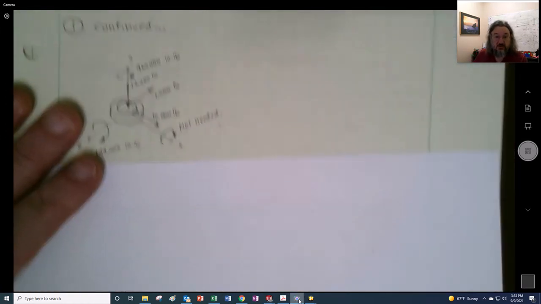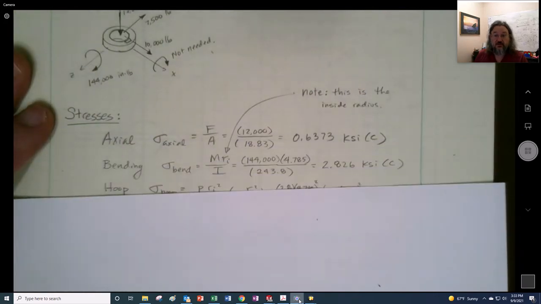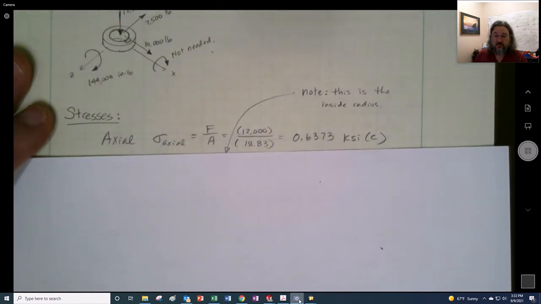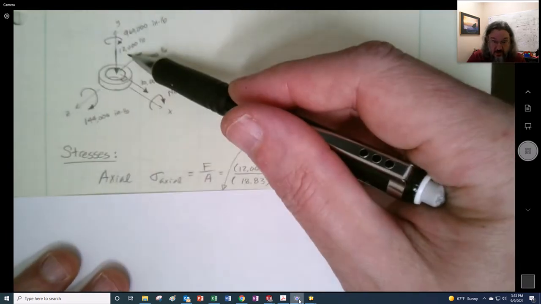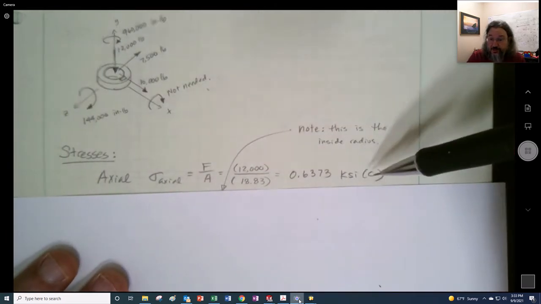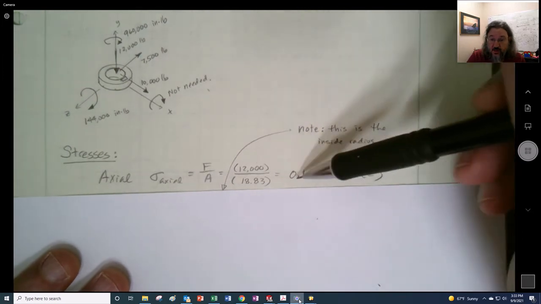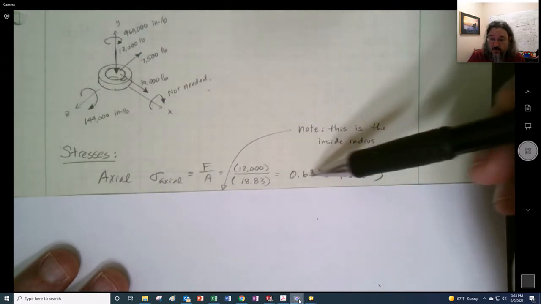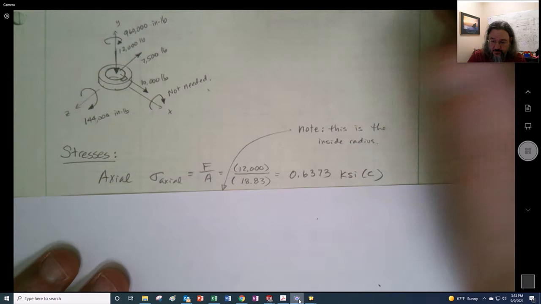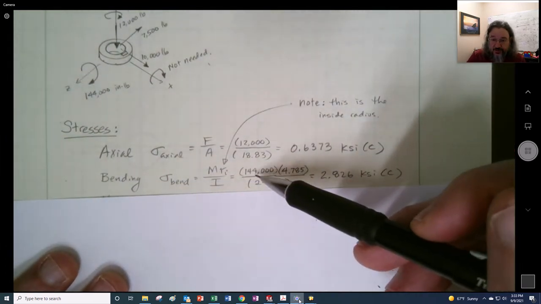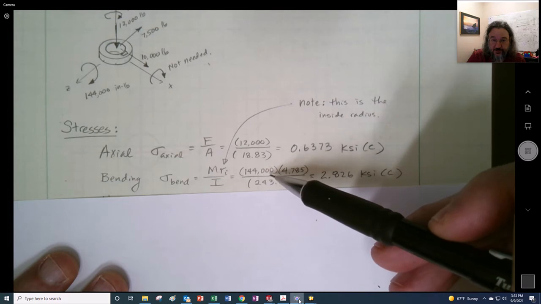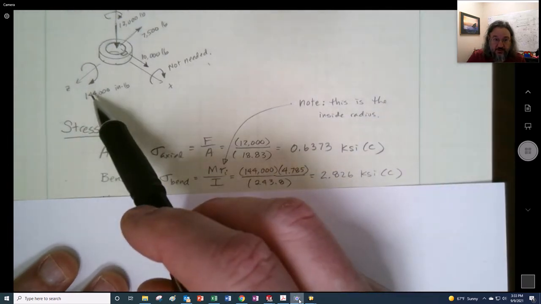So we move on to the stresses. I start with the axial. And the axial is going to be caused by that 12,000 coming downwards, and it is going to be in compression. And it's not a large value when you're using KSI. Then I go for bending, which I already mentioned, 144,000 was the moment that causes bending.